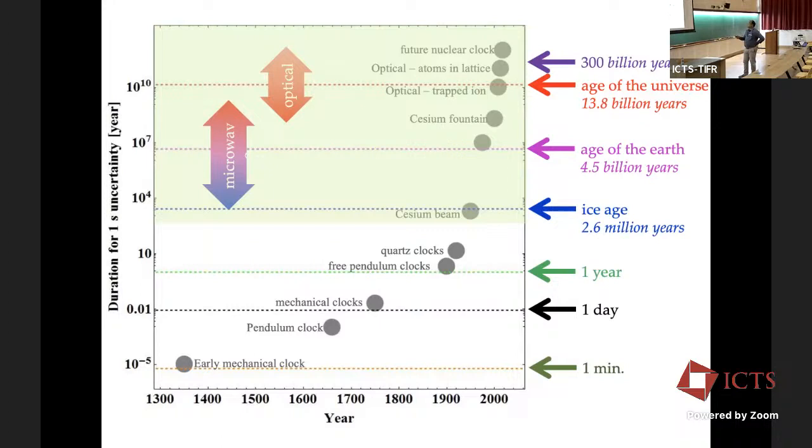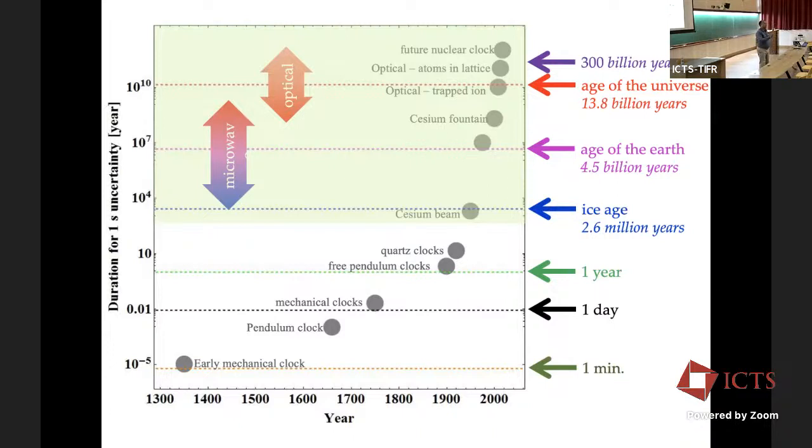Something like 1 second inaccuracy over 2.6 million years. Whereas today we have reached somewhere here where the clock is 1 second inaccurate over 300 billion years. It's much more than the age of our universe.